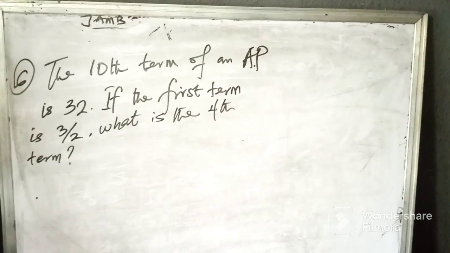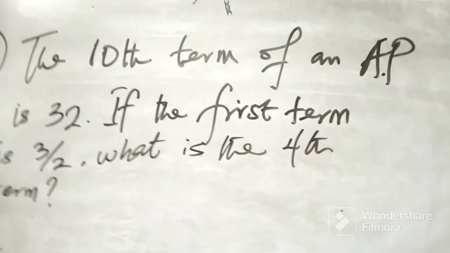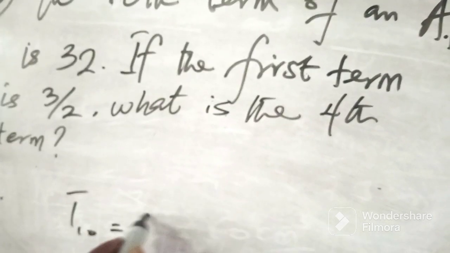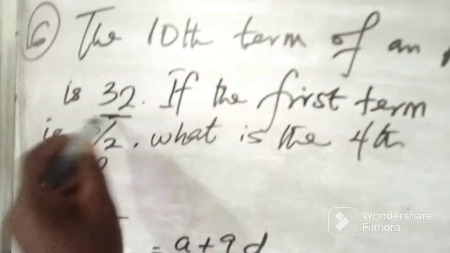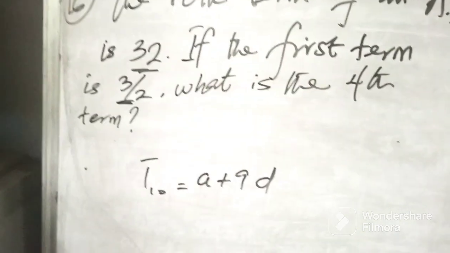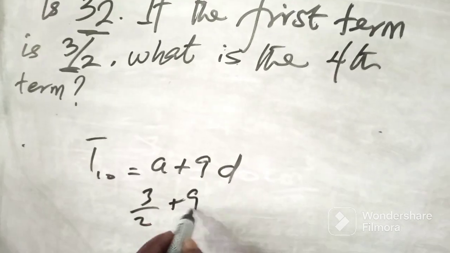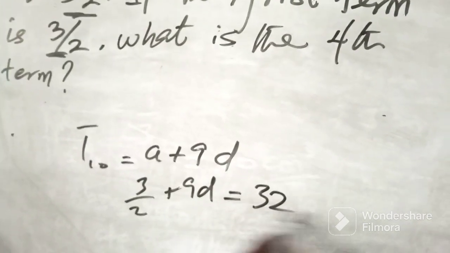Question 6. Now looking at this question, we are given a 10th term, and the 10th term is equal to a plus 10 minus 1, that's 9d. But since they said the 10th term is 32, and a, which is the first term, is equal to 3 over 2, that means we are going to have 3 over 2 plus 9d equal to 32.